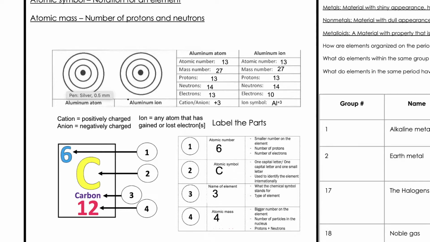I didn't do a diagram because it's too much work. You can just give it a try. Aluminum ion, see? There's a difference in the number of electrons. Since it has lost 3 electrons, it becomes positively charged and it becomes Al plus 3.